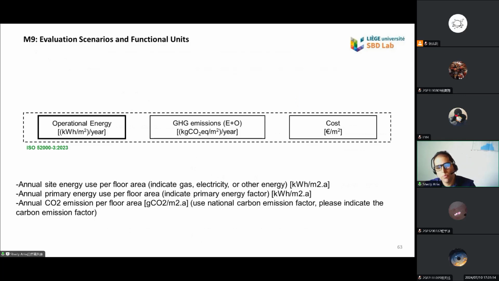And then finally, the framework moves to the final reporting part, which is the evaluation scenarios and functional unit. Here we are talking about reporting the operational energy in kilowatt hours per square meter per year, and the greenhouse gas emissions for the embodied and the operational emissions in kilogram CO2 equivalent per square meter per year, and finally cost in euro per square meter, or in yuan or RMB per square meter, so that you are reporting this universal data, and then your building can be compared to see how far it is low carbon, zero carbon, or not.